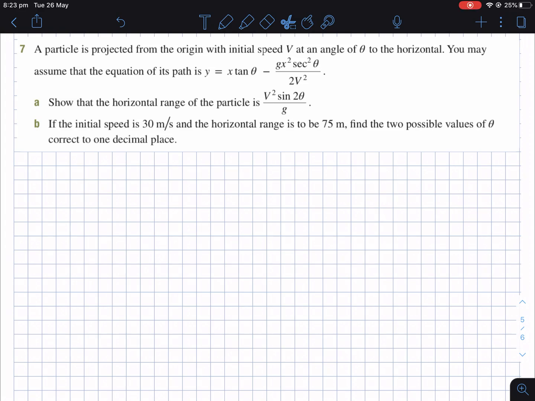All right, they've given us the equation because they're nice, also because we've calculated it for ourselves for the last 6 questions and everyone's been over it. And if you haven't figured it out by now, you're not going to. So now we have to show the horizontal range.